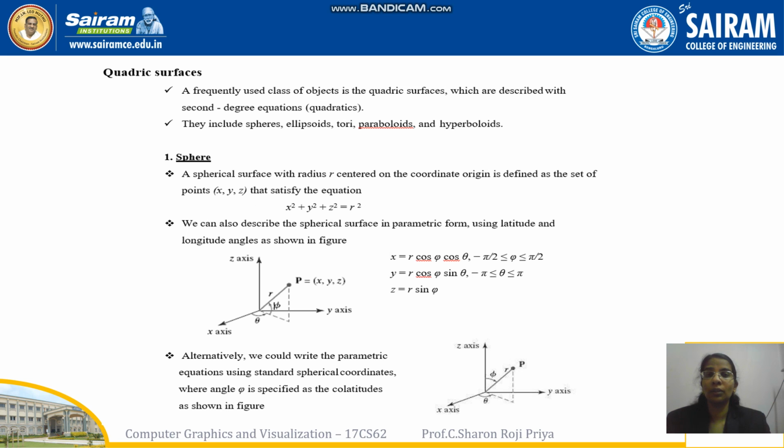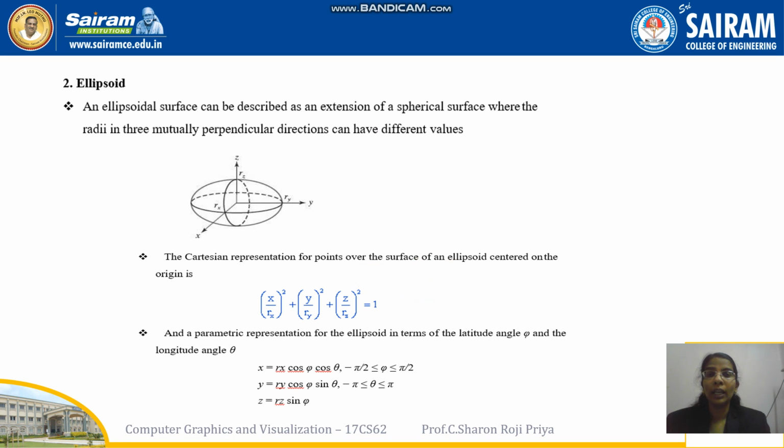Coming to quadric surfaces, surfaces with degree 2 are known as quadric surfaces. Some examples I can give are sphere, torus and ellipsoid. If I want to generate a sphere, I need a radius, and I want the center to be at the origin. So the equation will be x square plus y square plus z square equal to r square, and this is the parametric equation.